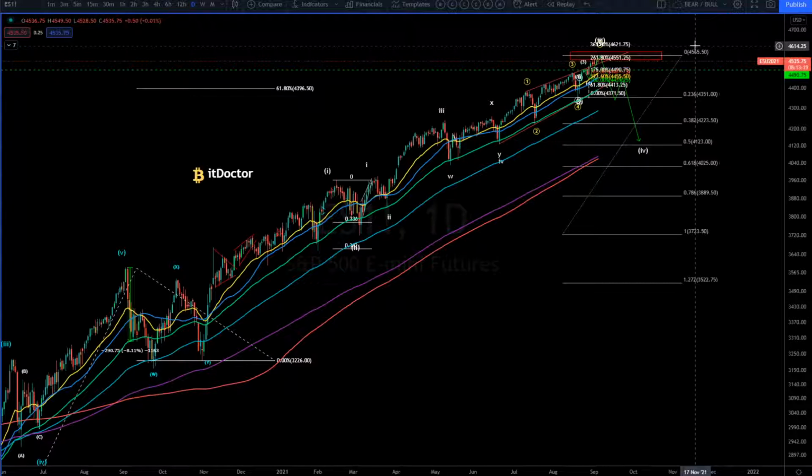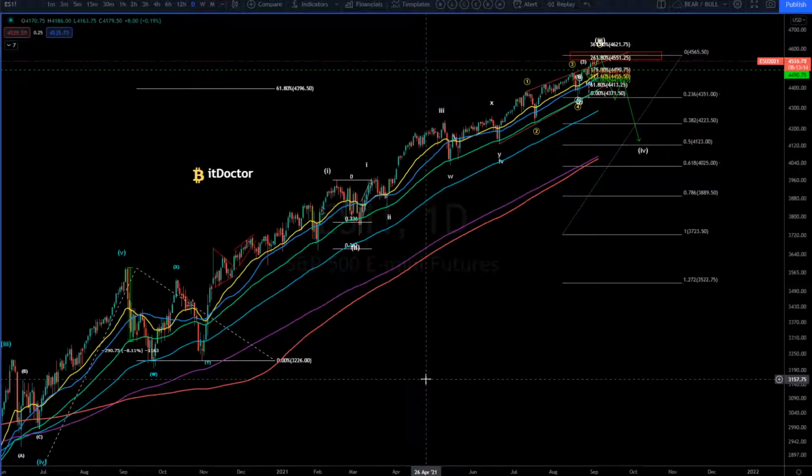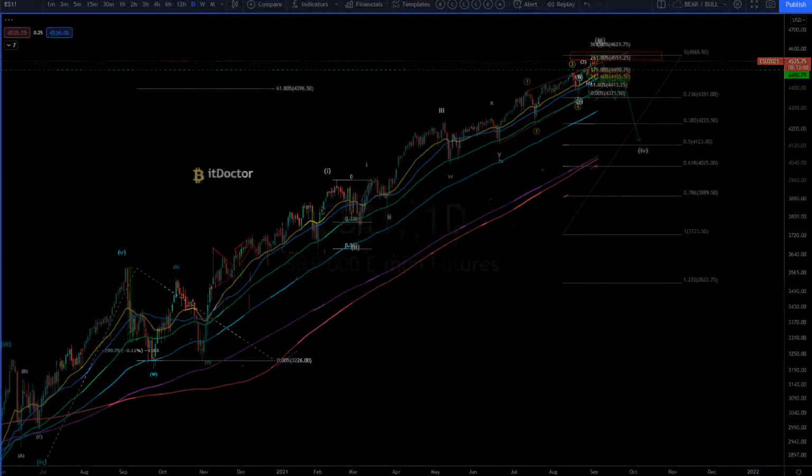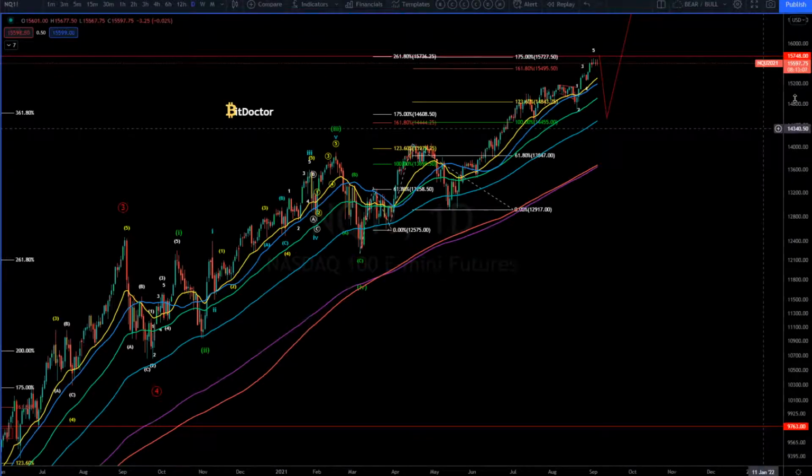But I have cash on the side waiting for the flush to occur because I think it will happen. And then that's going to be a good opportunity for taking positions for longer term, in my opinion.